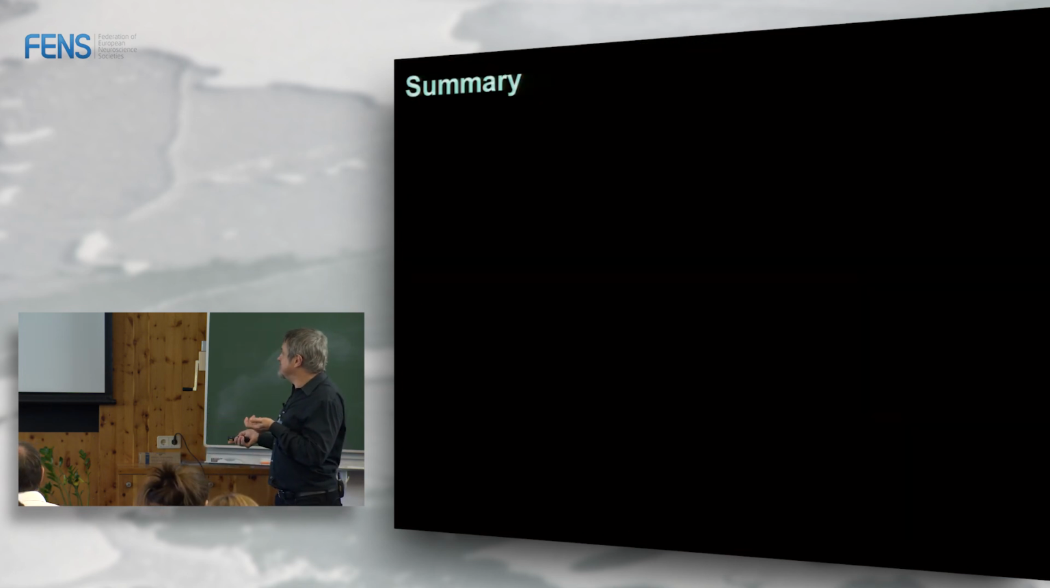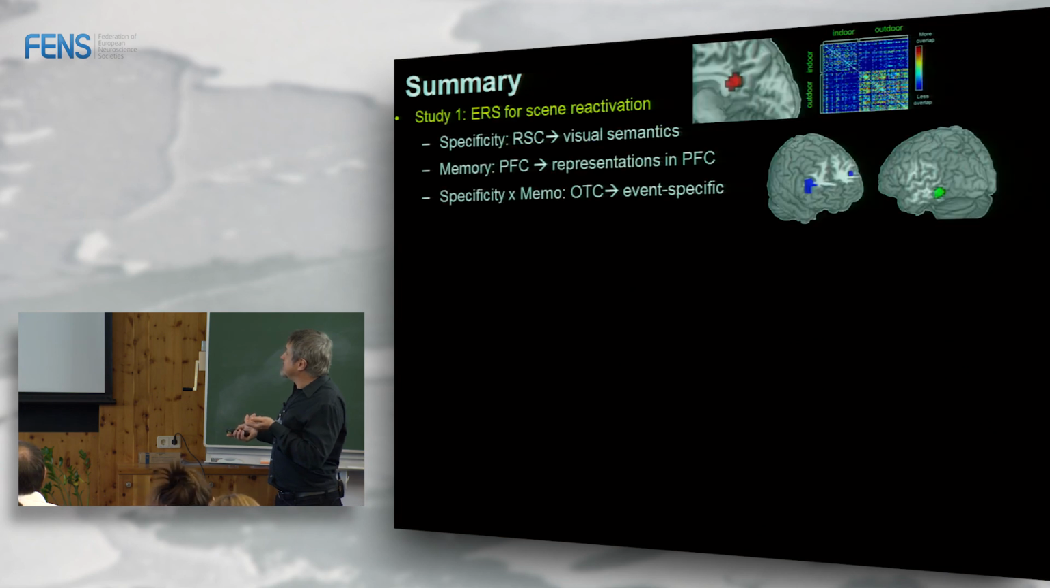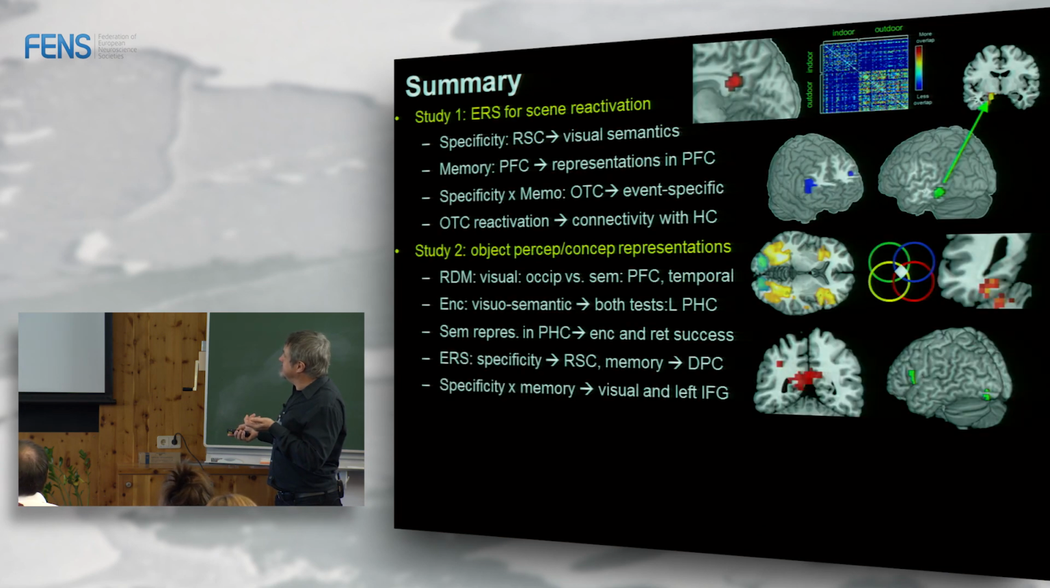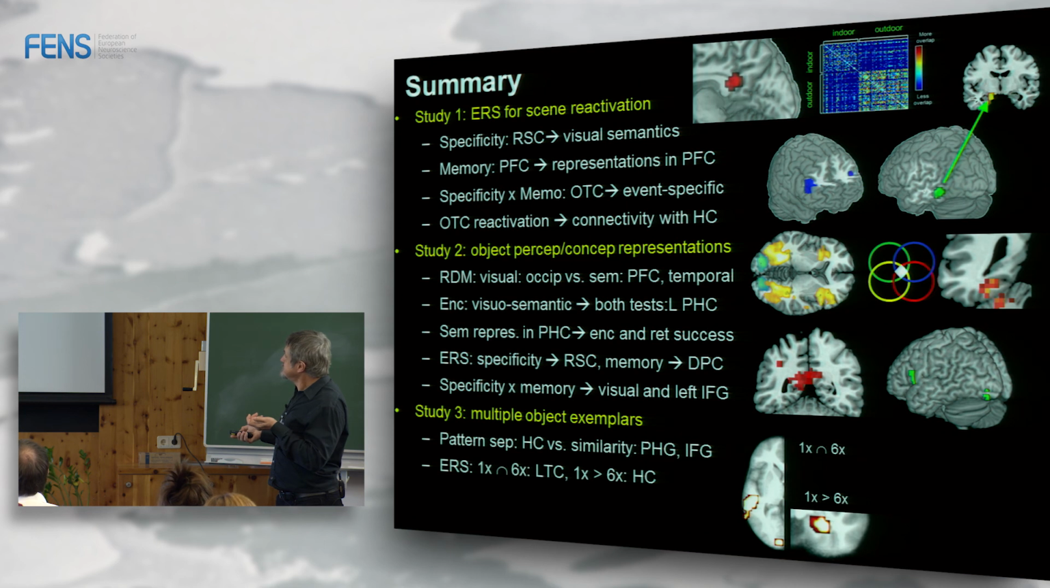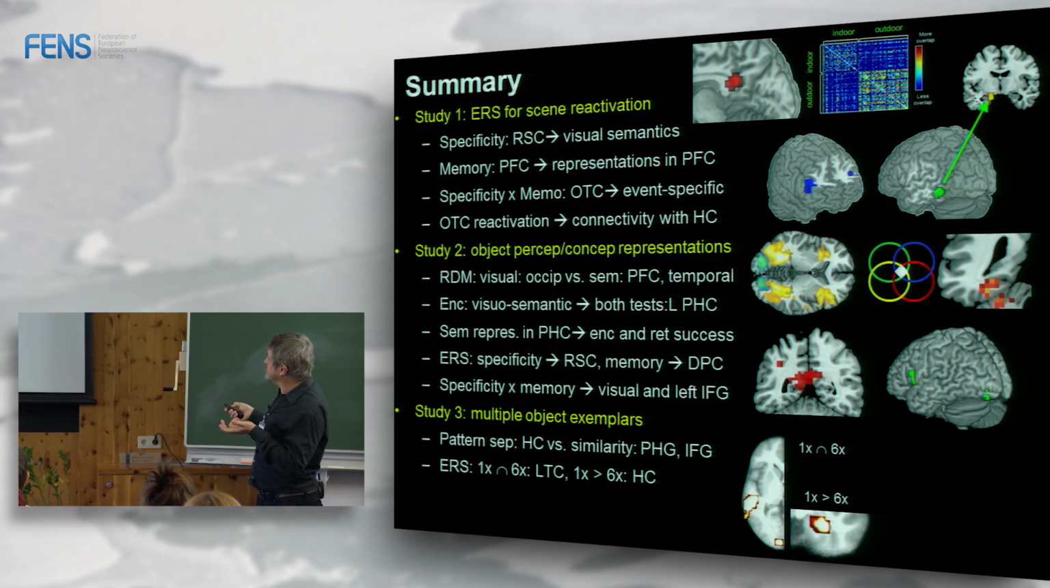So, just to summarize, I presented 3 studies. In one, we looked at scene reactivation, and we found that this specificity effect was related to the specific semantic components of the image. Frontal regions were showing more process-related reactivation that was independent of whether it was matched one-to-one or across. The item-specific reactivation in occipitotemporal cortex correlated with activations in the hippocampus.